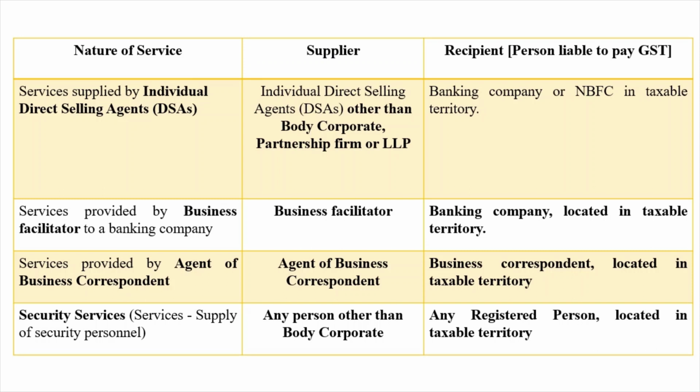The next one, services provided by business facilitator to a banking company. अगर कोई बिजनेस फैसिलिटेटर है जो बिजनेस को स्टार्टअप करने में या क्लोज करने में हेल्प करता है किसी भी को भी, तो उस केस में बैंकिंग कंपनी है लोकेटेड इन टैक्सेबल टेरिटरी विल बी लायबल टू पे टैक्स अंडर रिवर्स चार्ज. Then services provided by agent of a business correspondent. So now agent of a business correspondent is a supplier, and business correspondent located in taxable territory is a recipient. So business correspondent located in taxable territory is liable to pay tax to the government under reverse charge mechanism.